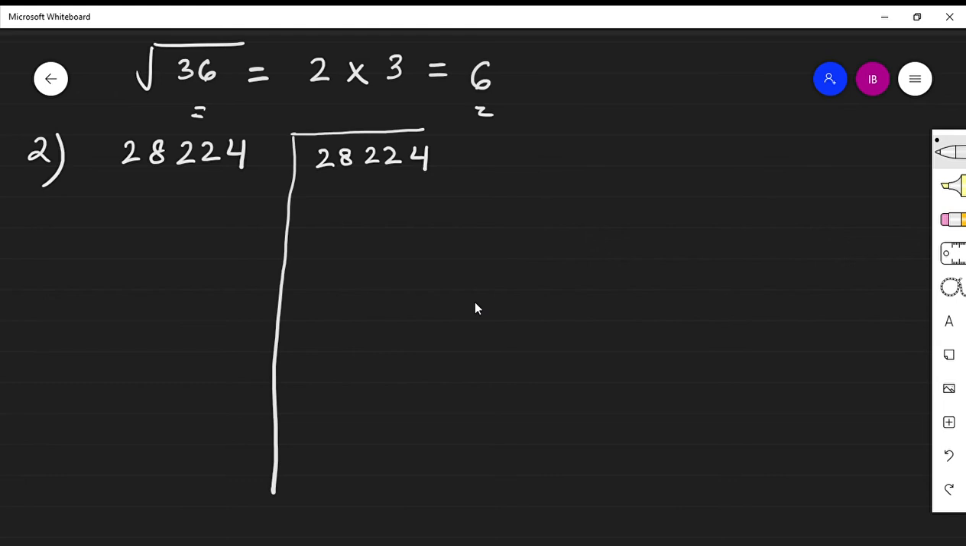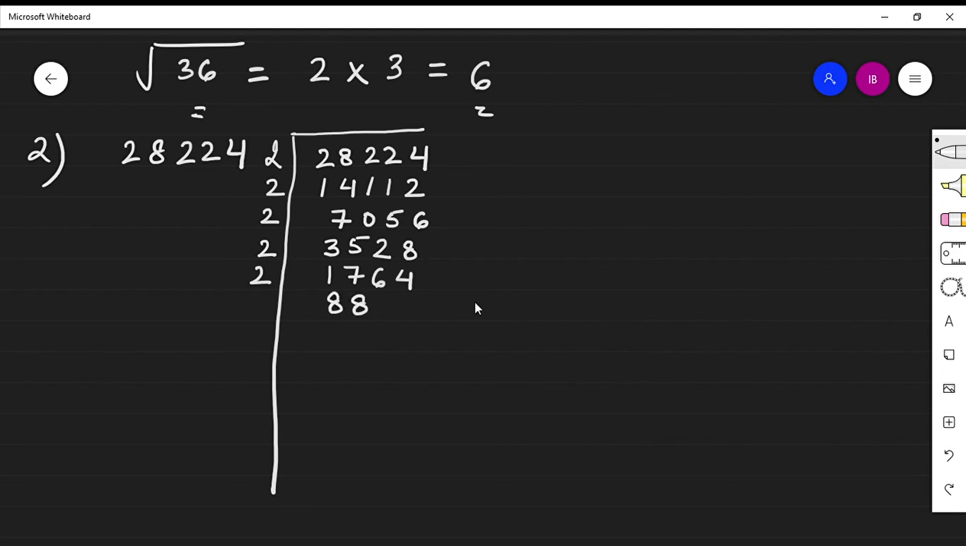28224. It will go with 2. 2 1 is 2, 2 4 is 8, 2 1 is 2, 2 1 is 2, 2 2 is 4, 2 7 is 14, 0, 2 5 is 10, 2 6 is 12, 2 3 is 6, 2 5 is 10, 2 2 is 4, 2 8 is 16. Again 2, 2 1 is 2, 2 7 is 14, 2 6 is 12, 2 4 is 8. Again with 2, 2 8 is 16, 2 8 is 16, 2 2 is 4. Again with 2, 4, 4, 1.